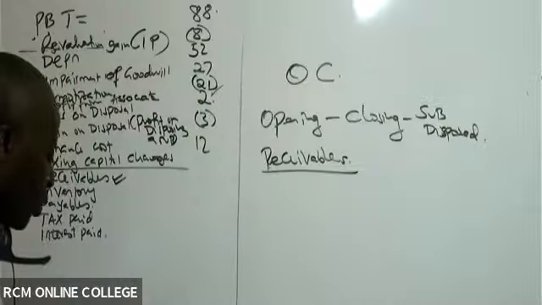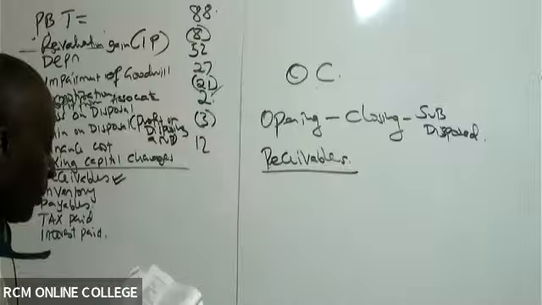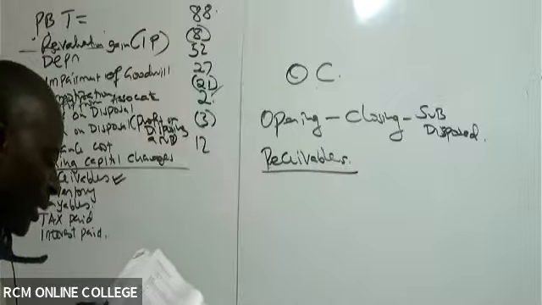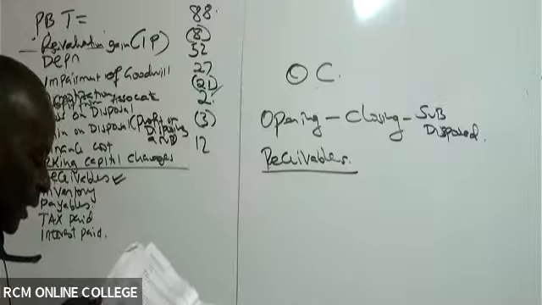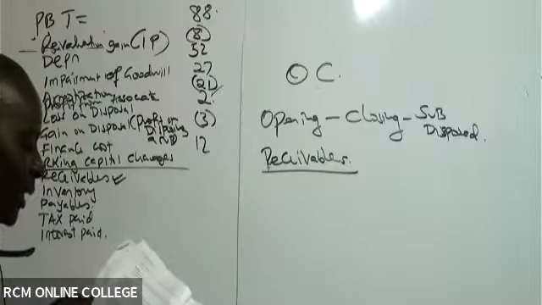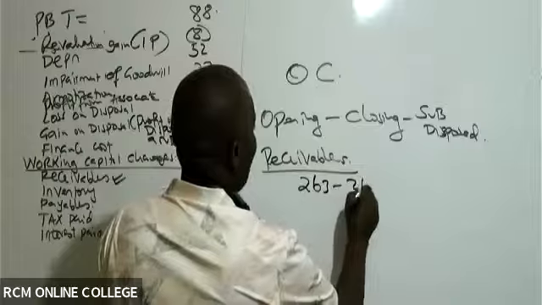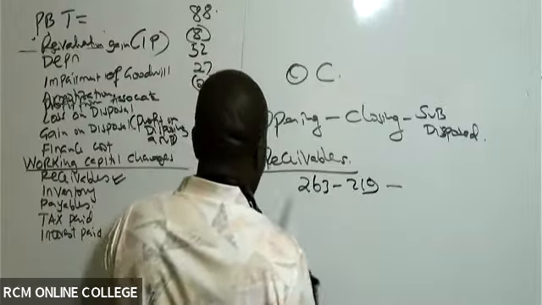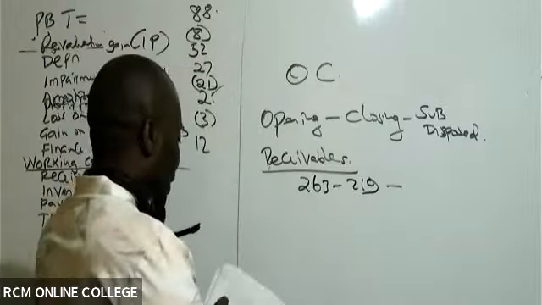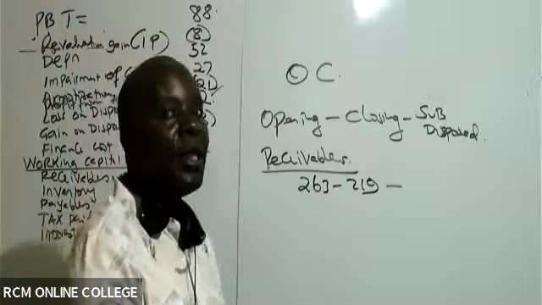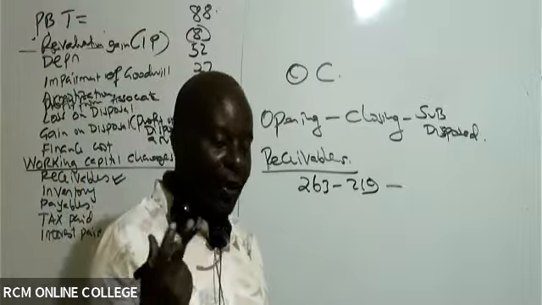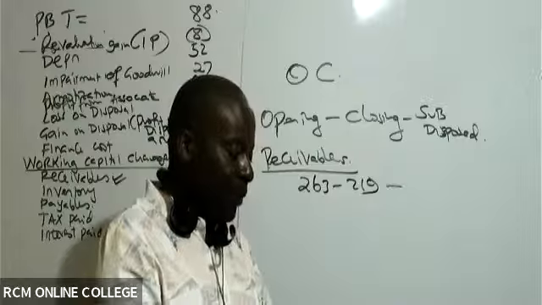So receivables, opening receivables in the balance sheet. Remember working capital is under current assets. So receivables, I can see, yes, 263 minus 219. Now, this note number 4, we disposed a subsidiary. The subsidiary that we disposed, did it have any receivables? This is note number 4.